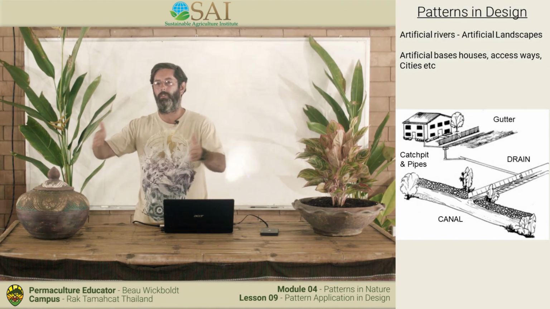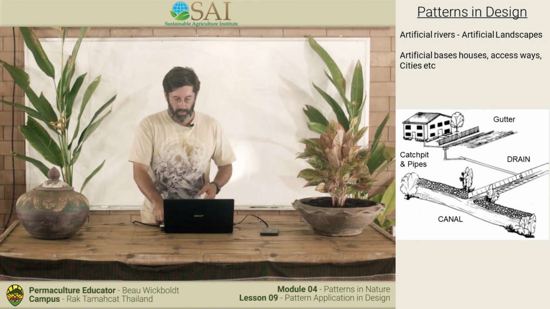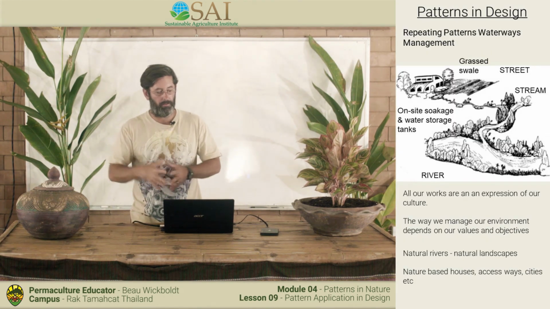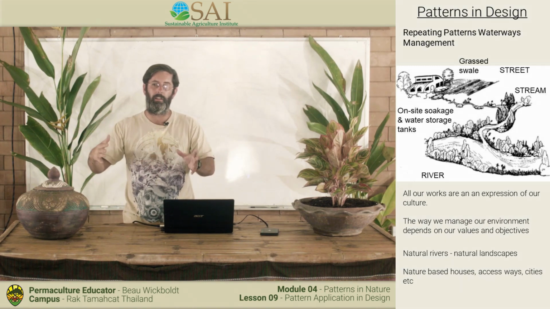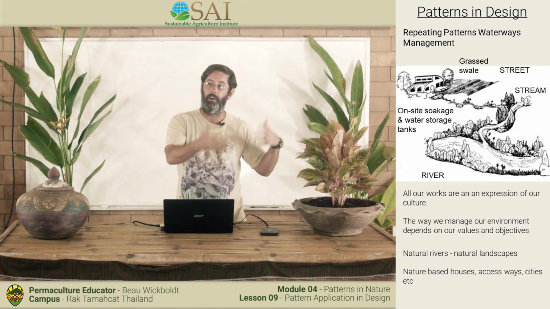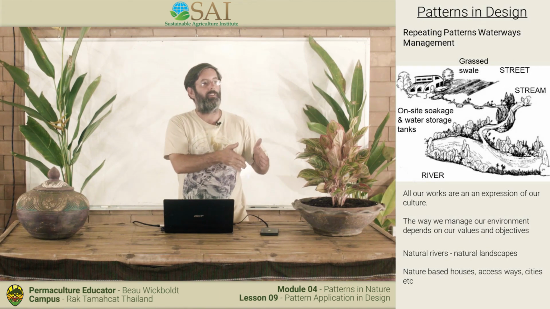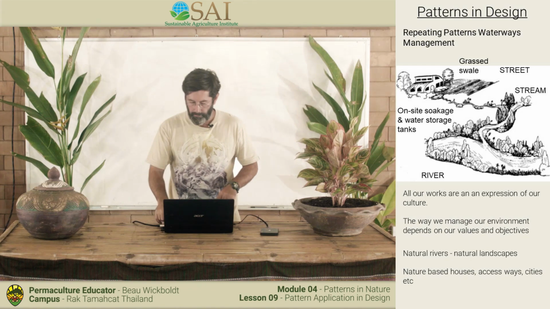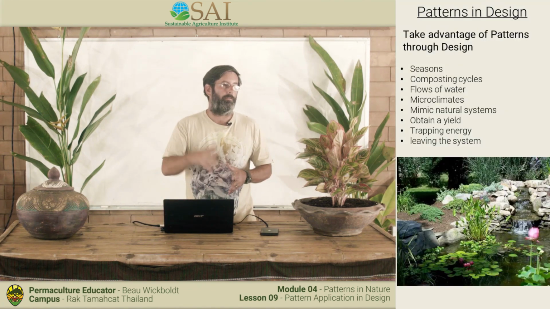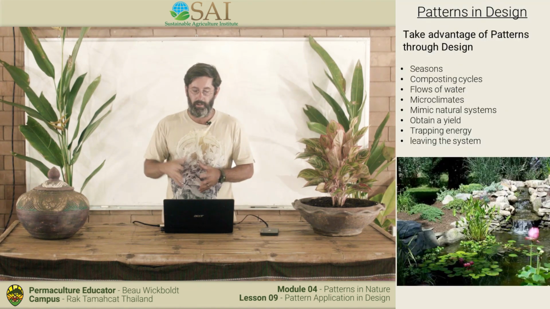Why do we create water to go in these straight lines when we could create something of a more naturalized landscape? So repeating patterns through waterways management could be a naturalized way of looking at things versus what we've kind of adopted into, this very linear design. And now we're looking at more of an organic design. We can take advantage of patterns through our design. How do we do that?